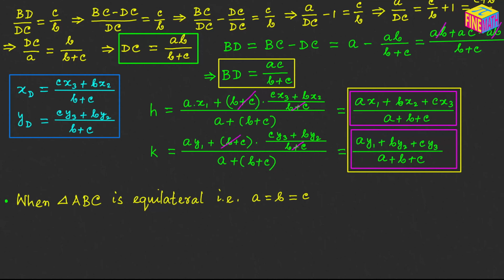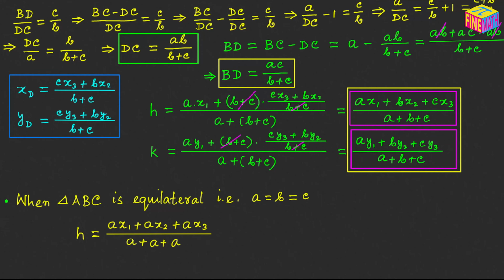Next, we are going to take a situation when the triangle is an equilateral triangle. If the original triangle ABC is an equilateral triangle, then all three sides will be of equal length. And in that case, let's see what happens to the coordinates of the incenter. We can write the value of h like this. In place of b and c, I am using a because all the sides are of equal length. So everywhere for the side lengths, I am using lowercase a as the side length.